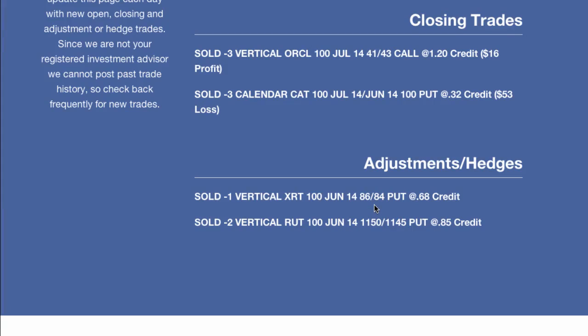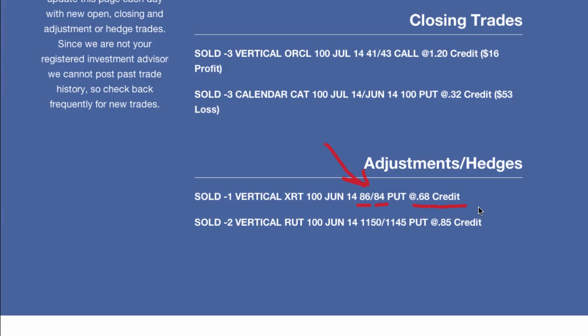Now, as XRT rallied today, we went ahead and closed out our 84 short puts and re-entered the 86 long puts. When you actually enter that order into the system, you basically have a vertical spread, because you go short the 86 and go long the 84, but your long 84s basically close out your existing short 84 position. So at the end of doing that, we took in an additional credit of 68 cents.